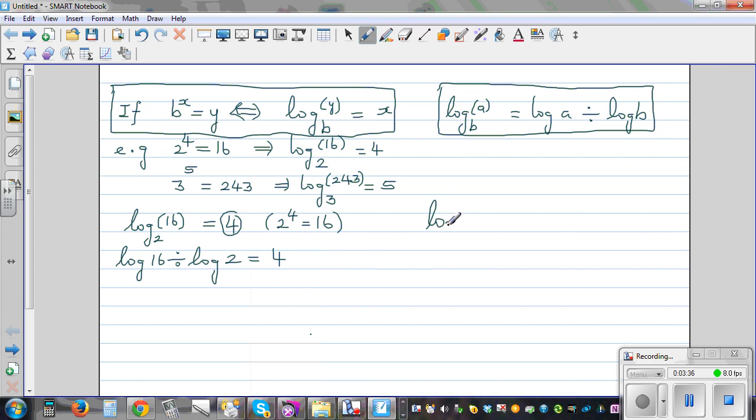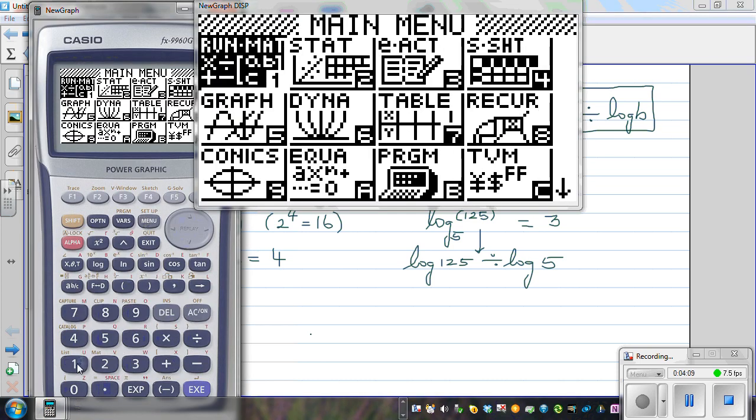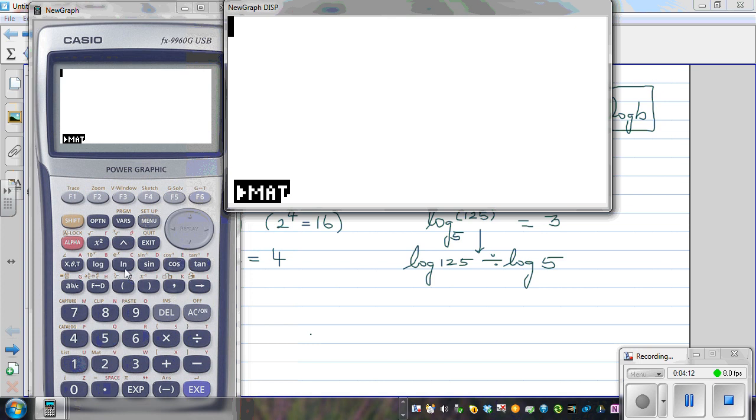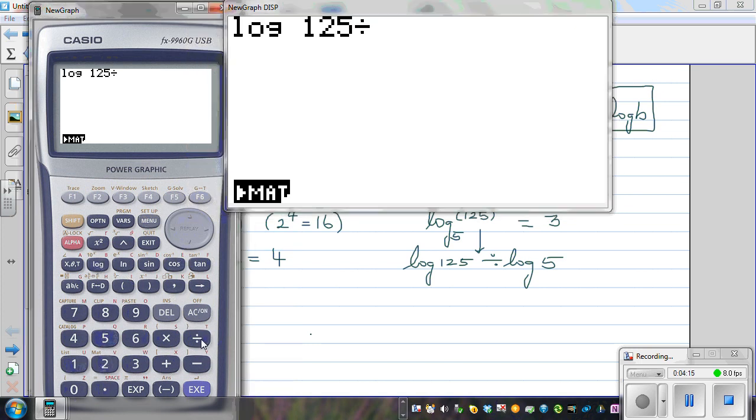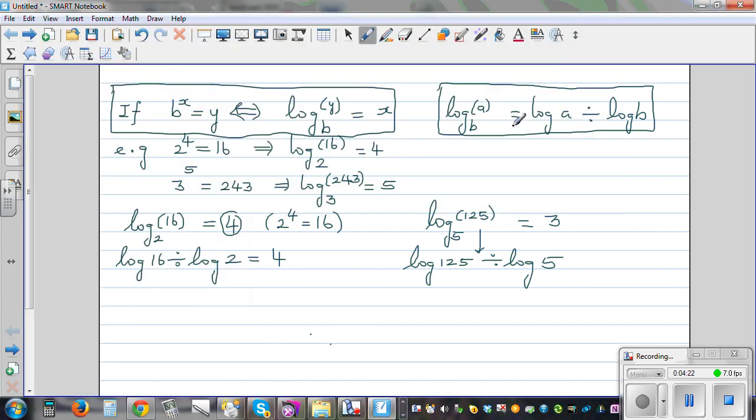Say log base 5 of 125. Applying the first rule, I know the answer is 5 to the power of what gives you 125? 5 to the power of 3 is 125. Now to get the same answer on a calculator, I'll press log 125 divided by log 5. That will give you the answer, which is 3. Okay, so we're going to use these two rules to solve equations.